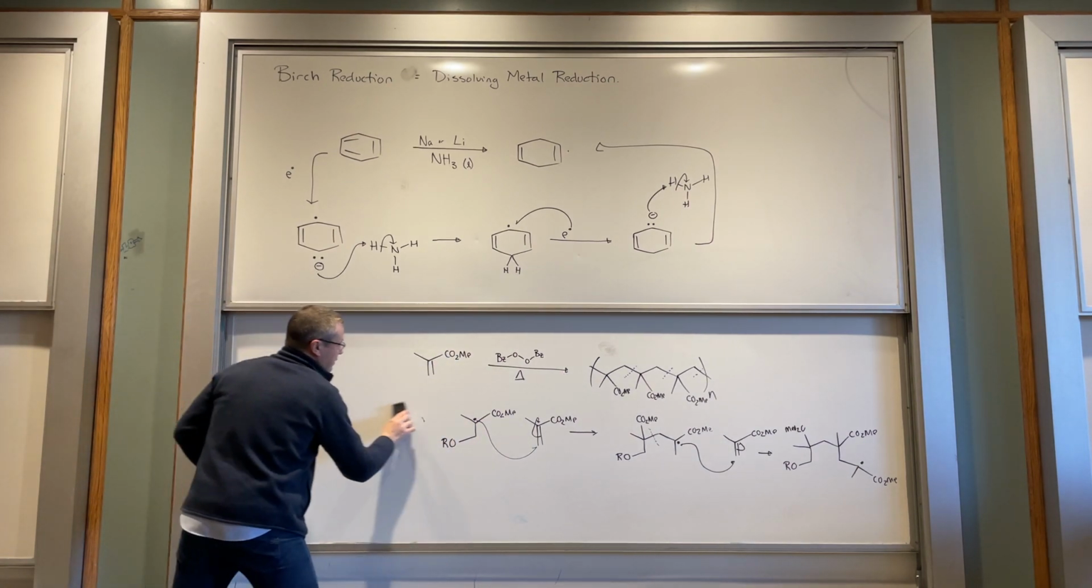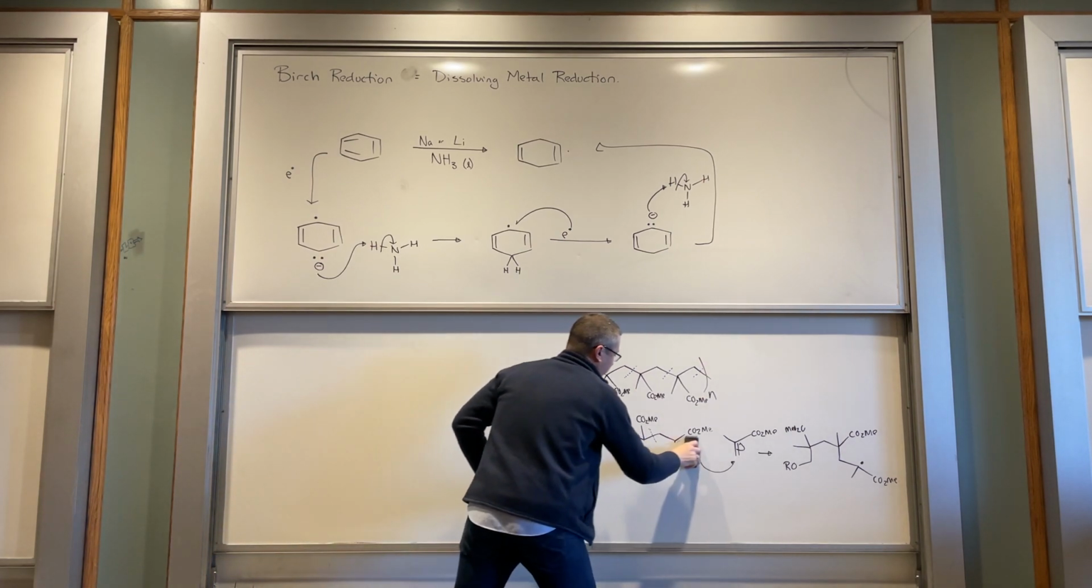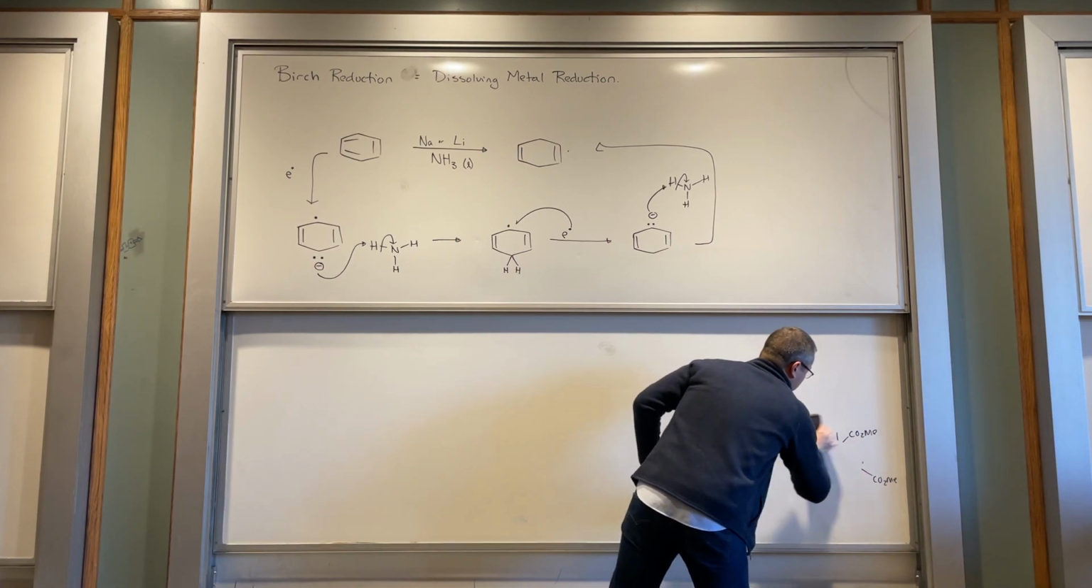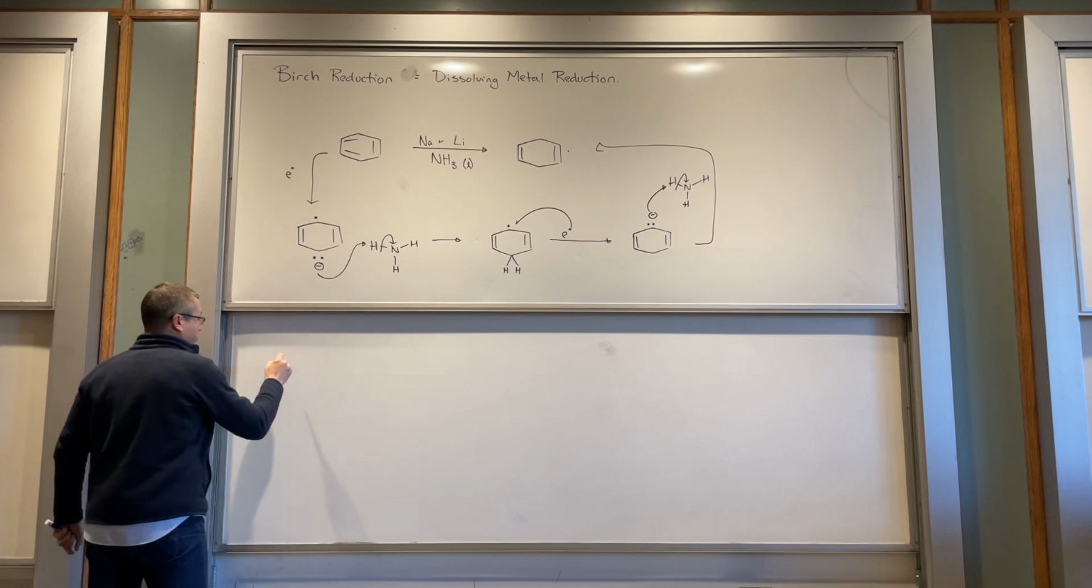Reduction of benzene itself is not really all that interesting. We can go on to Aldrich and buy 1,4-cyclohexadiene. So it's important to know how substituents are going to affect this Birch reduction.